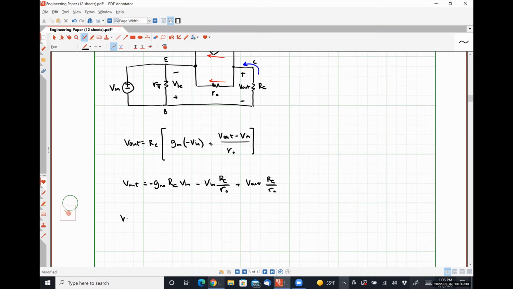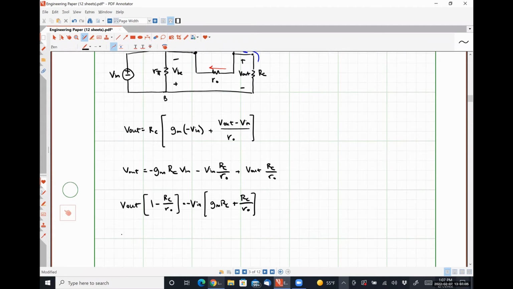So moving things around a little bit, I'm going to have V out multiplied by 1 minus RC over R naught equal to V in multiplied by, let's just call this negative V in to make the math a little easier, negative V in times GM RC plus RC over R naught. And so from this, our voltage gain of V out over V in is going to be negative GM RC plus RC over R naught, divided by 1 minus RC over R naught.